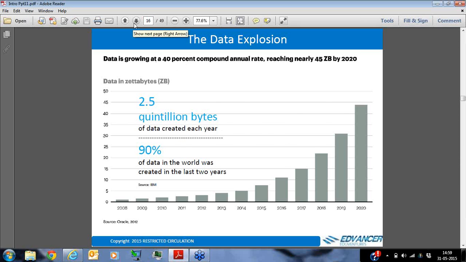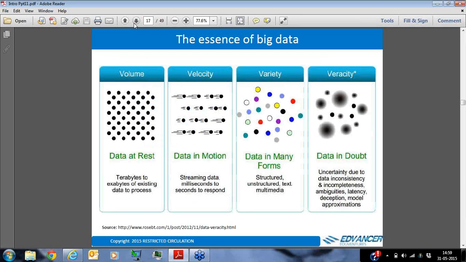So, this tremendous explosion of data has resulted in what is known as big data. Now, what is the essence of big data? The essence of big data is not just in the term big. It's not just the volume. Obviously, it is something which starts off with a large amount of data. So you have terabytes, petabytes, exabytes of existing data to process. But apart from the volume of data, it is also the velocity of data which characterizes big data. It is the speed at which the data is being generated.